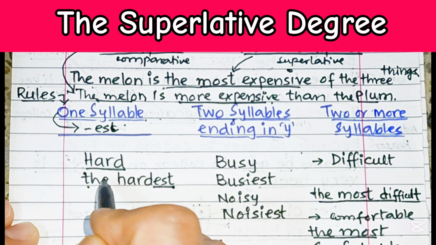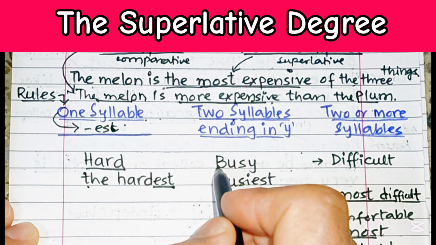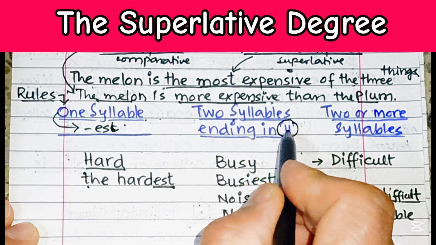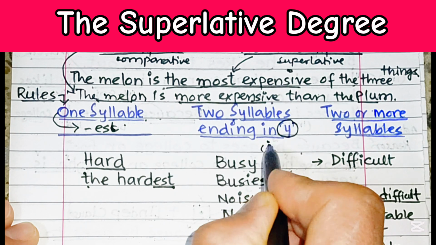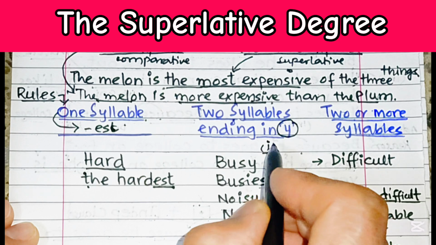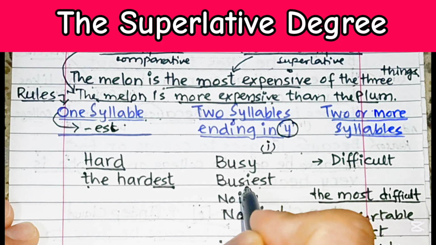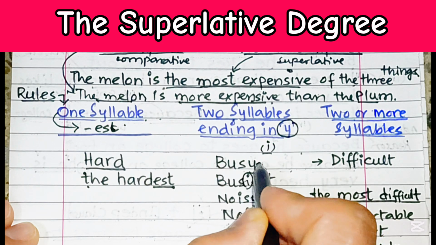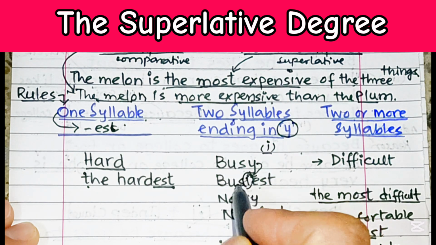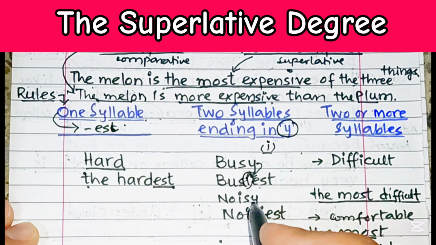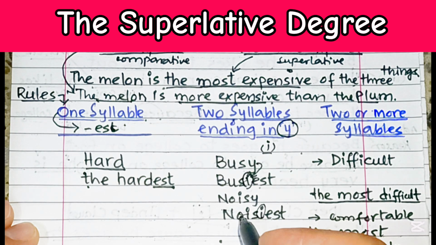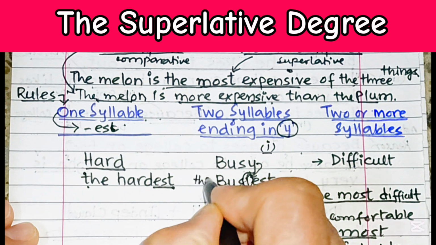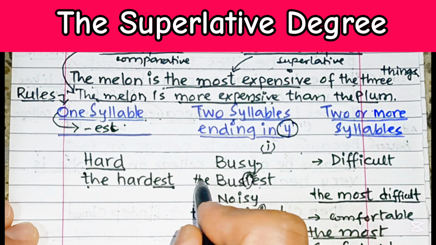Hard becomes the hardest. Two syllables ending in y: if there are two syllables and they end in y, then y is converted to i. Busy becomes busiest. Noisy becomes noisiest. And before these, as I said, we have to put the article the: the noisiest or the busiest.